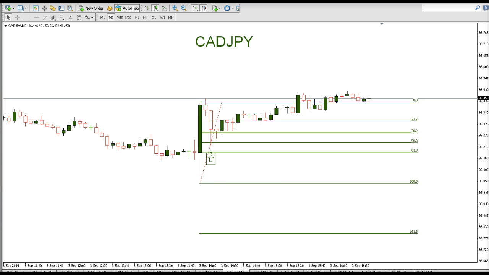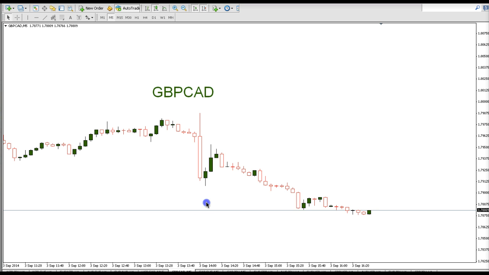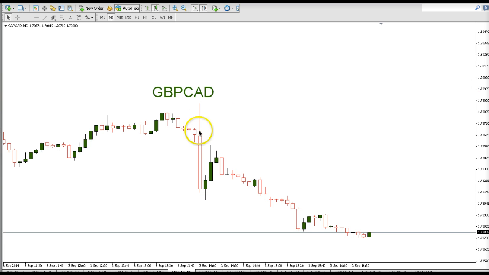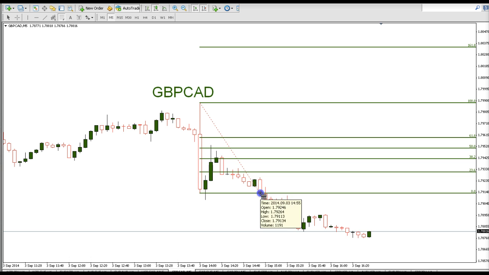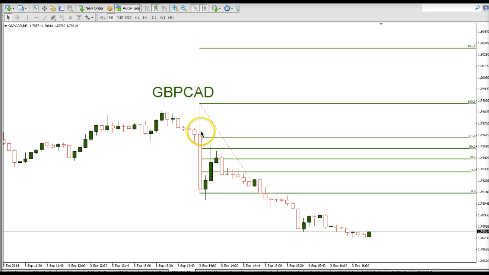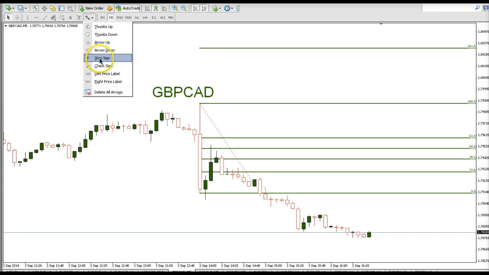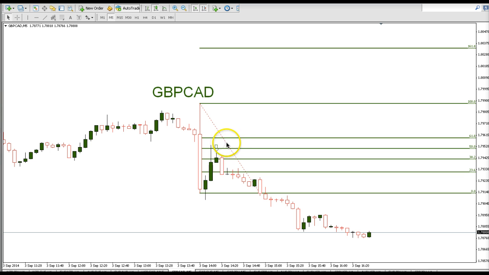Let's look at another pair. My favorite pair, pound Canadian dollar. Same thing. There's the initial reaction, the opposite direction. So I take that Fibonacci tool, I draw it from the swing high to the swing low, that initial 5-minute reaction, and then my entry would be around that 50 to 61% retracement level. Never got any higher than 50%.